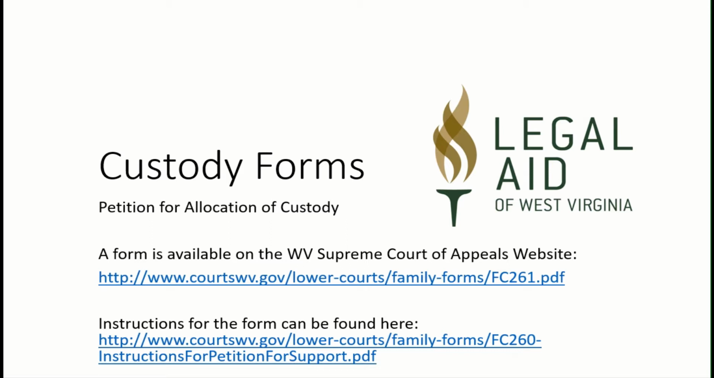This video will discuss the petition to allocate custody. This form is for individuals who need to ask a court to establish custody for decisions in parenting time that hasn't been decided in any other kind of case like a divorce or a guardianship or an adoption. This video only provides information. If you need specific advice about your case, you should try to contact an attorney or you can apply for assistance from Legal Aid of West Virginia.